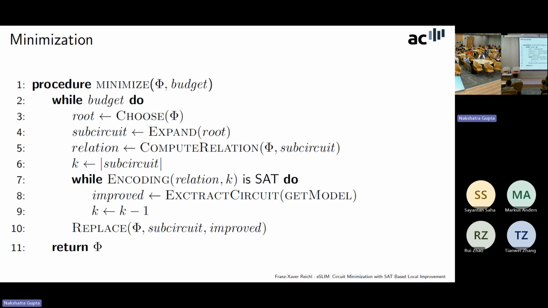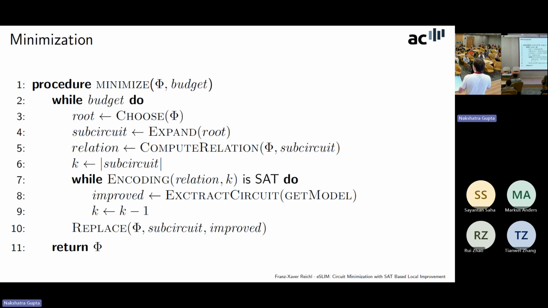Okay, so now the overall algorithm looks like this. We won't talk about the computation of the subcircuit just because of the lack of time. So we pick a random root gate, and we then expand this root gate into a subcircuit. For this subcircuit, we compute the relation. And then we make use of this SAT encoding in order to get the replacement circuit.